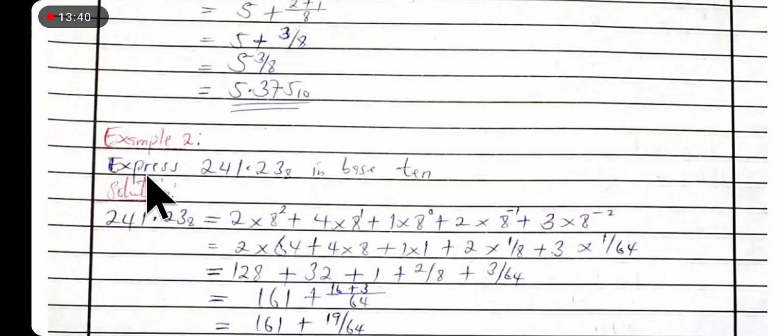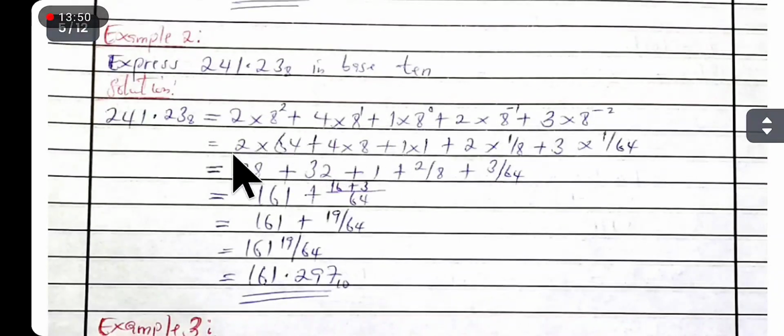We have: express 241.23 in base 8 in base 10. We want to take it to base 10. Of course, it's going to be an expansion method. So the same process follows. 2 times 8, which is the base. Then the next one is 4 times 8. This is the 4 here times this 8. The next one, 1 times 8. Then dot. This dot, we don't need to put the dot anywhere here. The dot will change the power only.